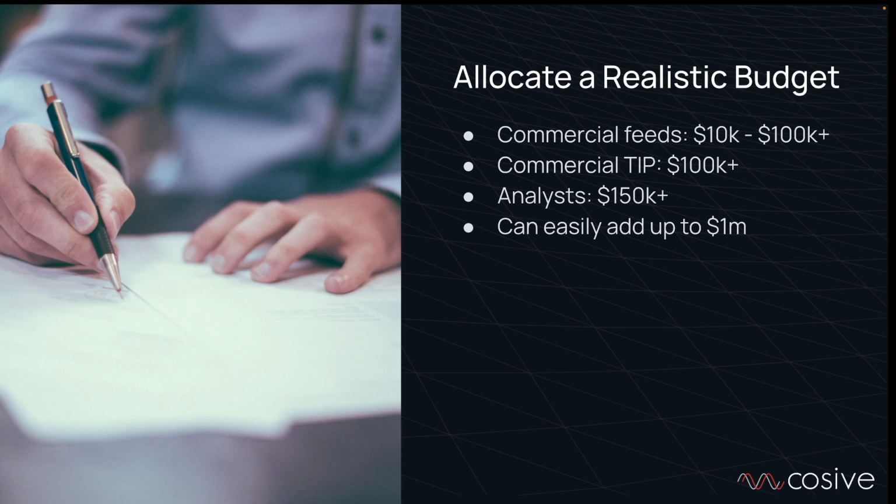Commercial threat intelligence feeds can cost tens or hundreds of thousands of dollars. A commercial threat intelligence platform can cost over $100,000 and even up to $500,000 with enough analysts. Mid or senior level intel analysts will cost you at least $150,000 and even up to $200,000 to $250,000 to compete with the highest paying organizations. You can easily spend $1 million to stand up a fully fledged managed threat intelligence function, complete with tools, feeds, and analysts.